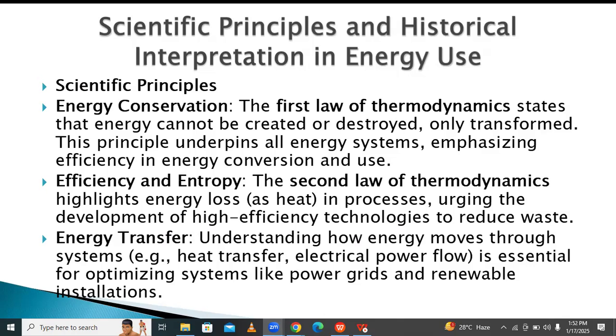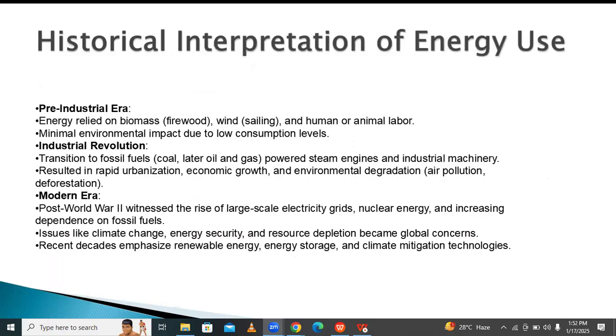Okay, the next is the historical interpretation of energy use. There are three different concepts, from which we can understand the historical interpretation of energy use. They are the pre-industrial era, the industrial era, and the modern era. Pre-industrial means before the industrial revolution. That comes under the pre-industrial era.